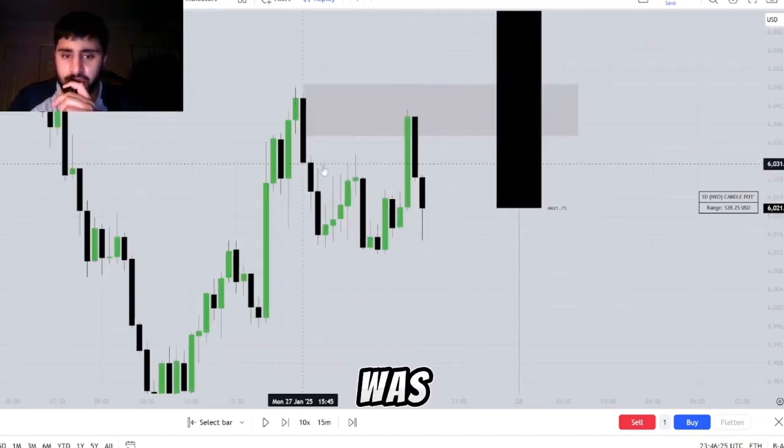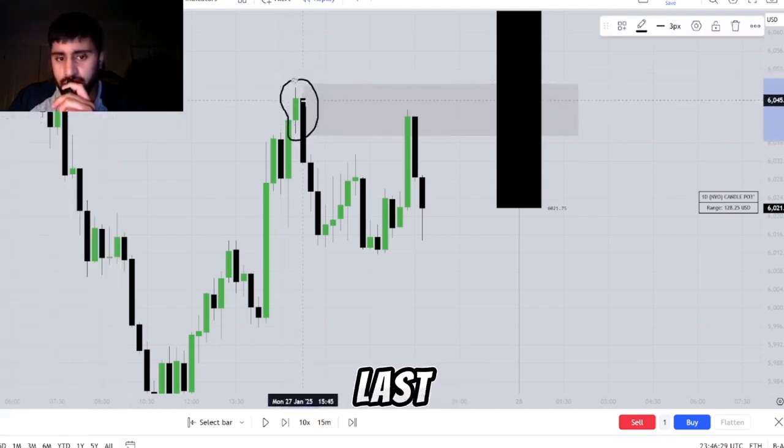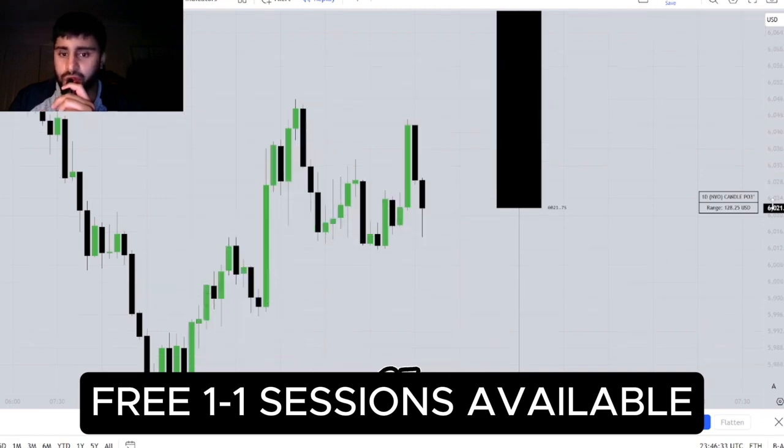So you can see the imbalance was just over here. On the 50-minute time frame, we are using the last candle before the push lower. This is important to understand. This is kind of step 1 of the strategy.